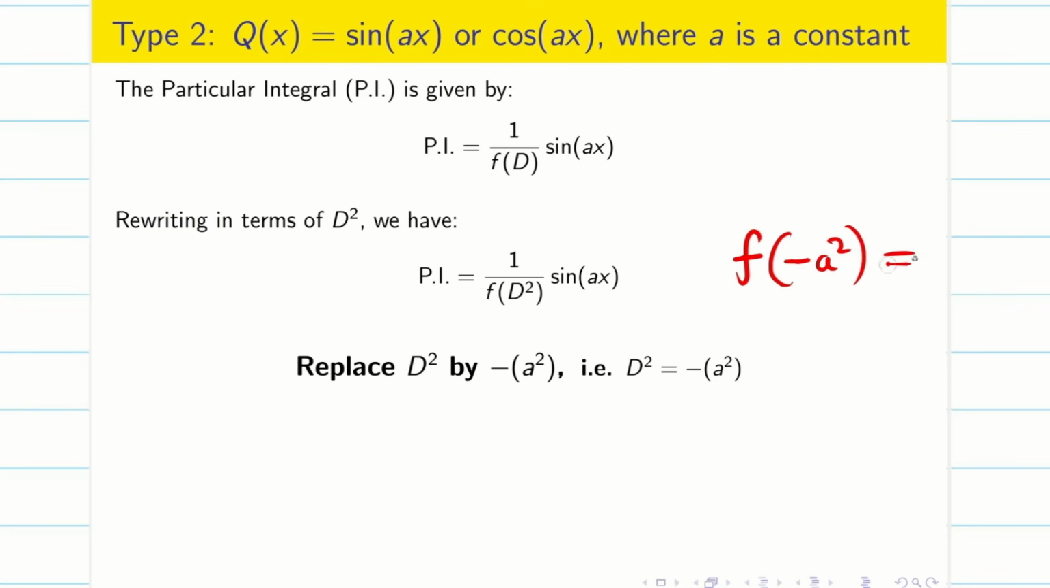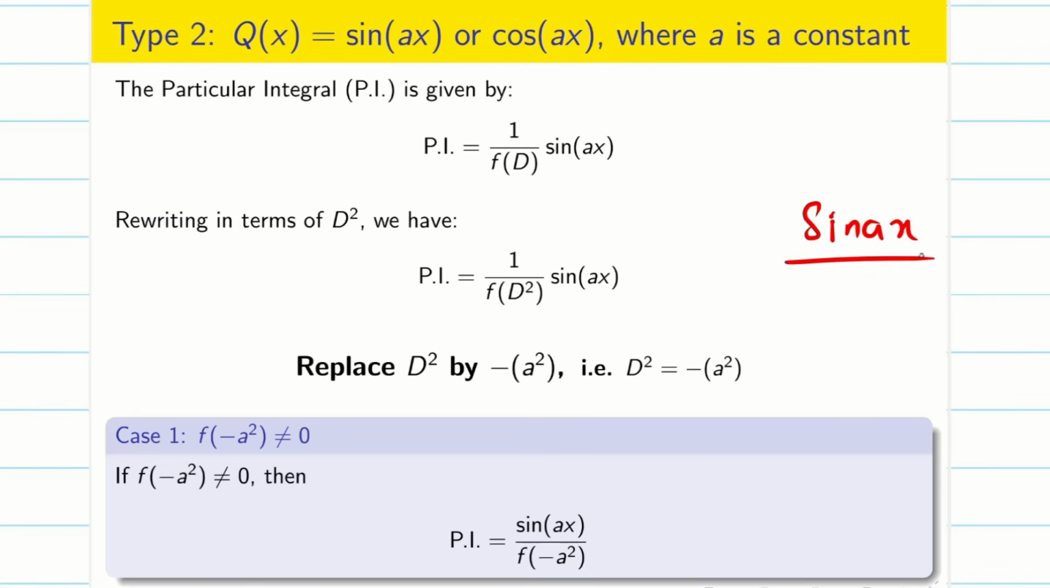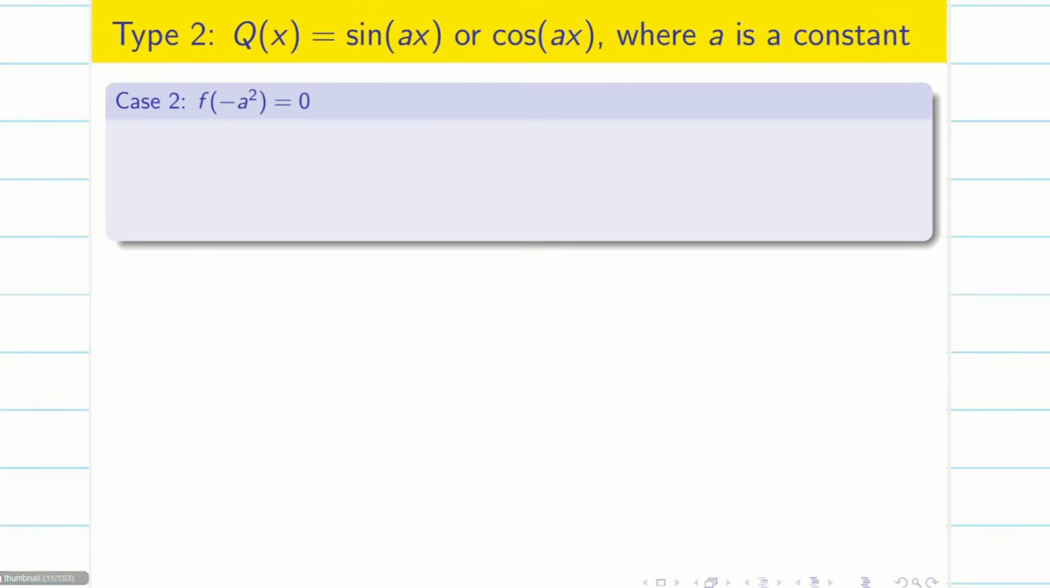Here also we have two cases. Either it is going to be 0 or it is not equal to 0. Let us discuss one by one. Case 1: if f of minus a square is not equal to 0, then my particular integral is simply sin ax divided by f of minus a square. Problem over. If suppose f of minus a square is equal to 0, then as usual, like type 1, we have to multiply by x and differentiate the denominator alone with respect to D.